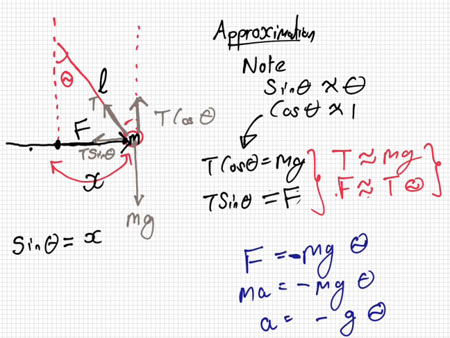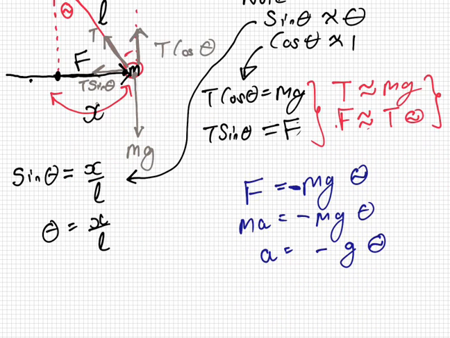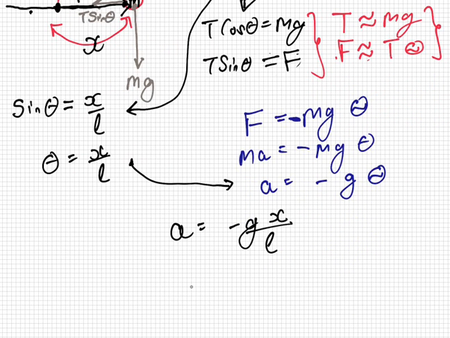So what does sine theta equal? X over L. But remember, sine theta is roughly theta from here. So we get theta equals x over L. Sine is opposite over hypotenuse, from trigonometry. Now I put this result in here, and I get a equals minus g x over L. So a equals minus g over L times x.